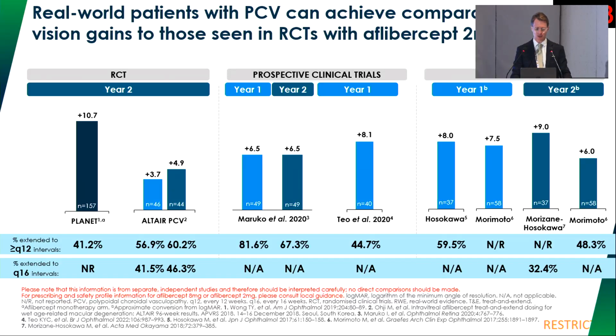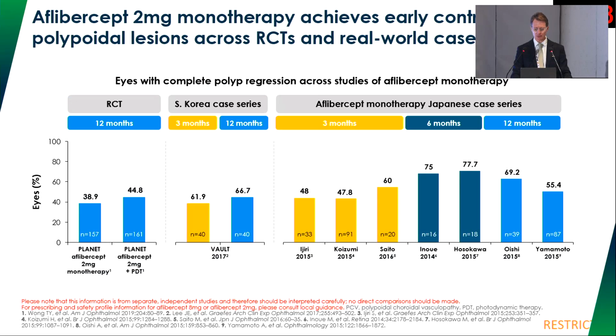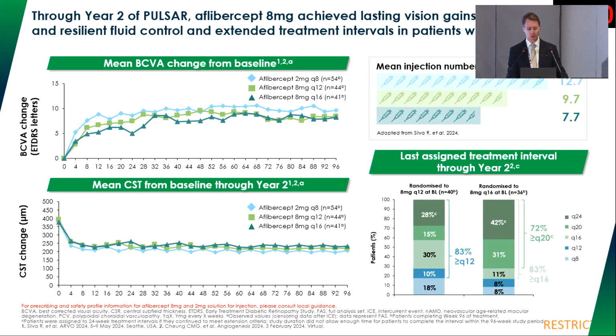Real-world patients with polypoidal choroidal vasculopathy do achieve comparable visual acuity gains to those with aflibercept 2 milligrams, as we can see here, around plus 6 to 7 letters out to year 1 and year 2. And in fact, aflibercept 2 milligram monotherapy achieves control of polypoidal lesions, so closure of the lesions, in real-world cases in around 40 to 50, even up to 75% of cases. And it's the closure which is really quite important.